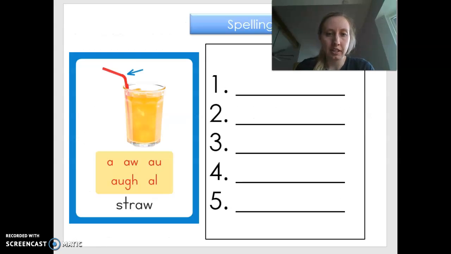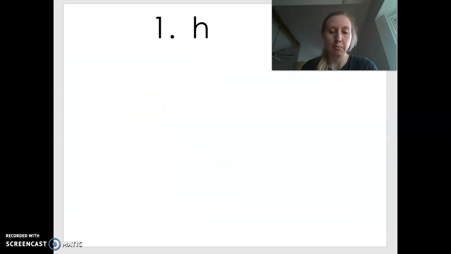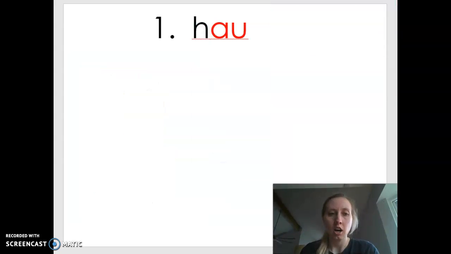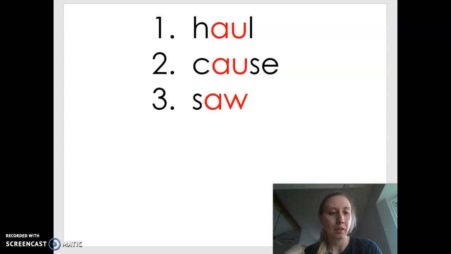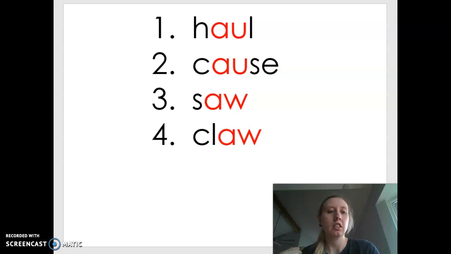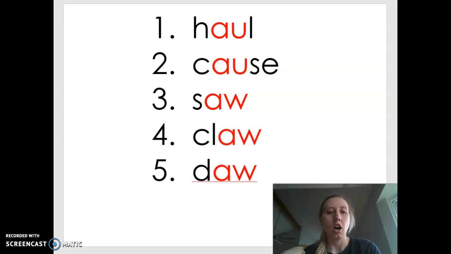Okay, so remember this is our straw card, so let's blend some sounds. All, the word is haul. Cause, the word is cause. Saw, the word is saw. Claw, the word is claw. Dawn, the word is dawn. So that's when the sun is rising.